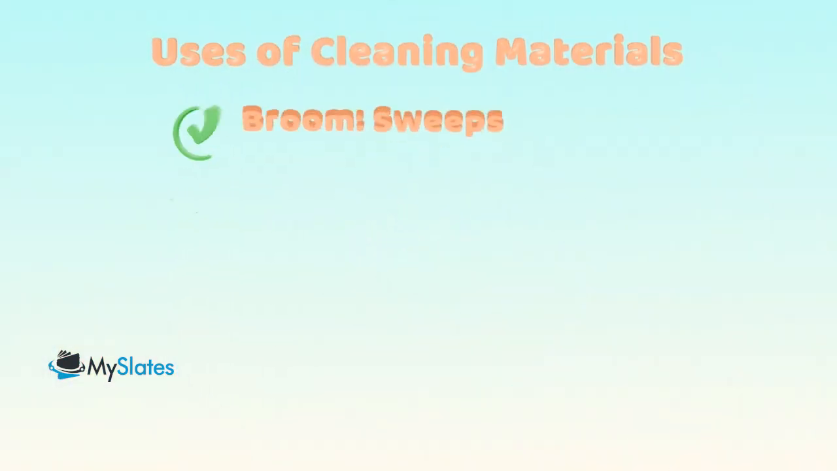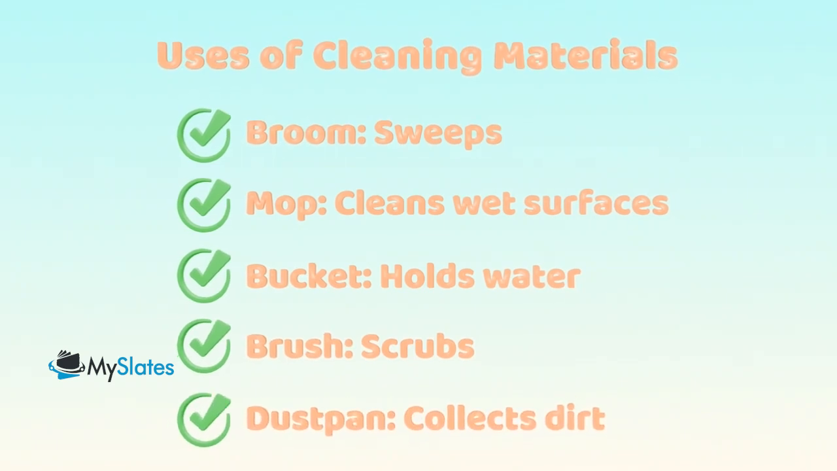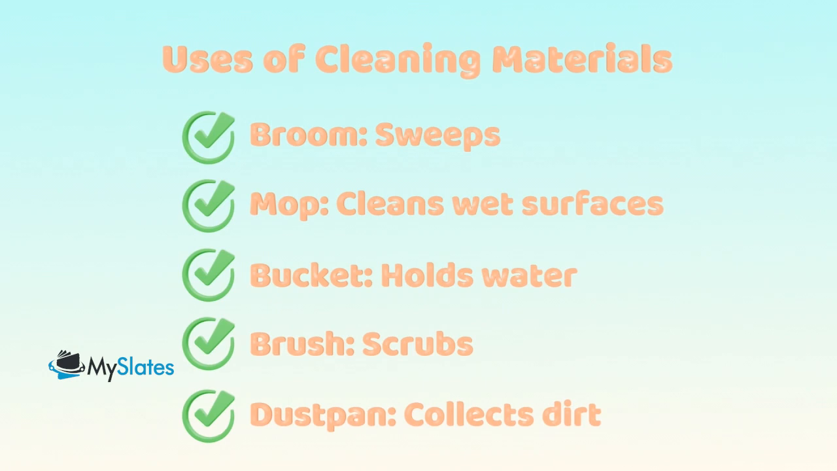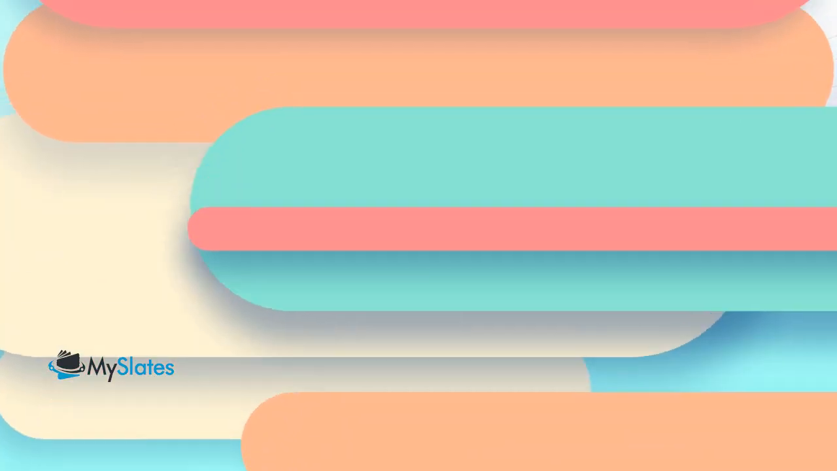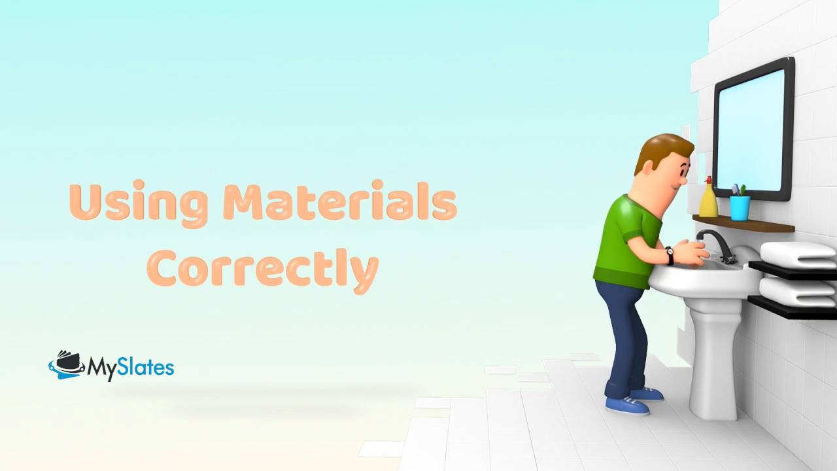A broom sweeps the floor, a mop cleans wet surfaces, a bucket holds water, a brush scrubs, and a dustpan collects dirt. Using cleaning materials correctly means utilizing each tool for its intended job for effective cleaning.